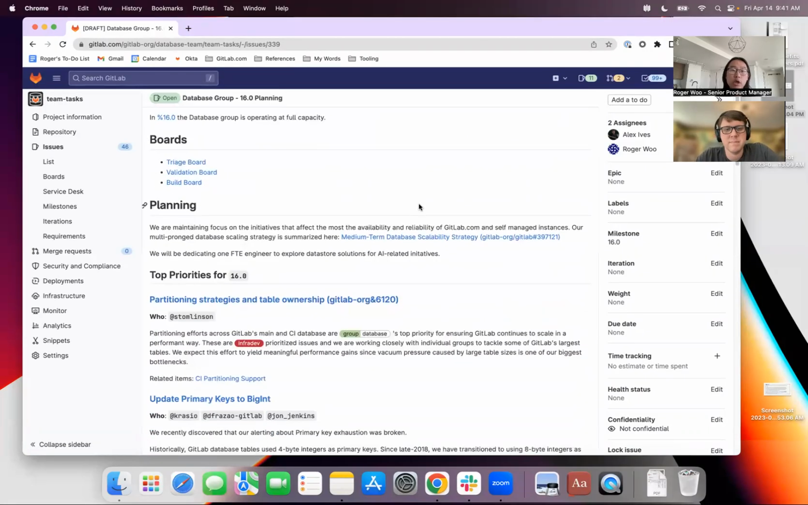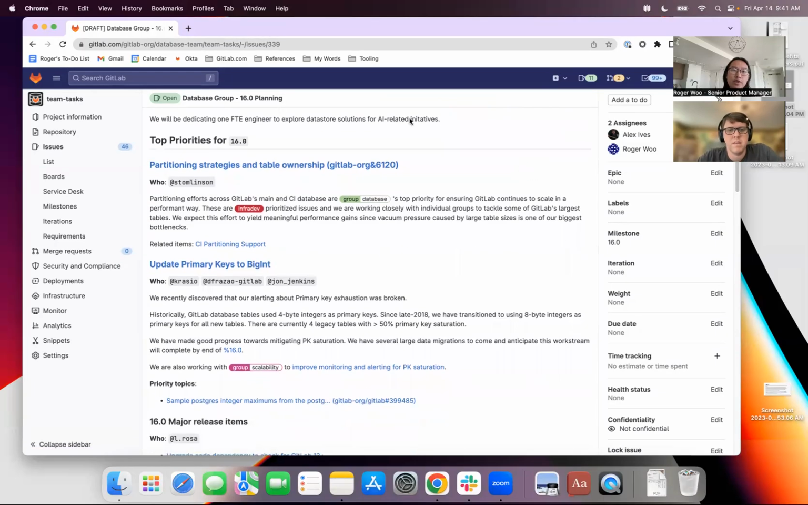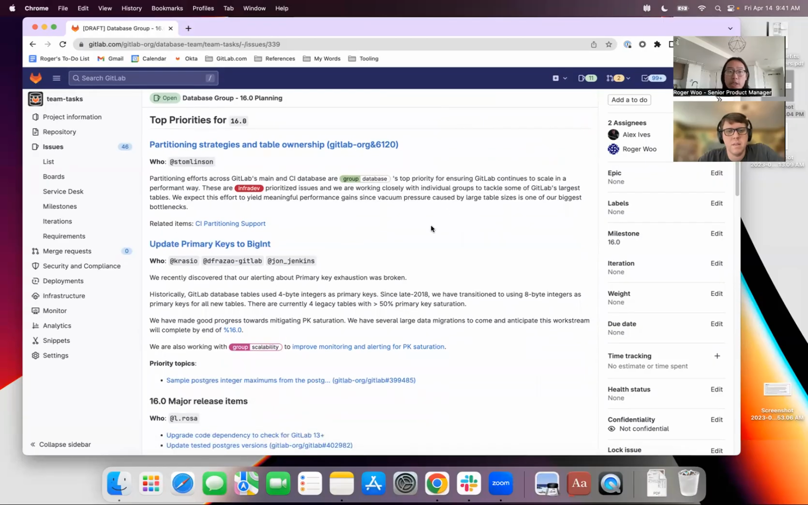In 16.0, we are operating at full capacity. And in general, our focus is to stay supportive of initiatives that affect the availability and reliability of GitLab.com and self-managed instances. We have a multi-pronged database scaling strategy that is highlighted here that we are working through in the coming months. And we'll be dedicating one full-time equivalent engineer to help explore data store solutions for AI-related initiatives as well.